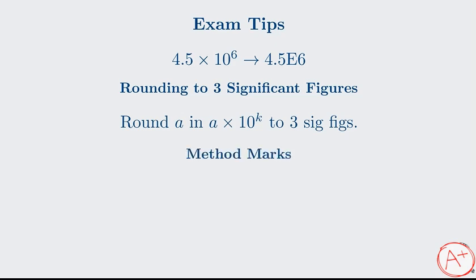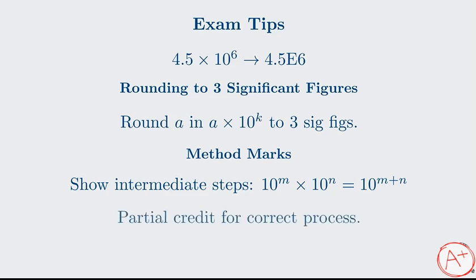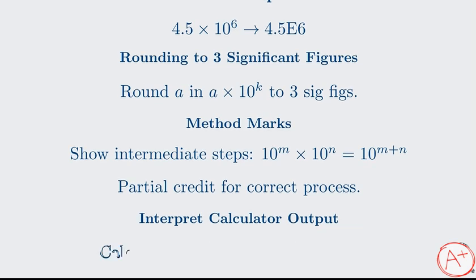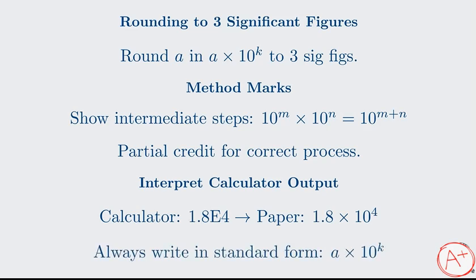To maximize method marks, always write down your intermediate steps, especially the addition of exponents, or the matching of powers. Even if you make a calculation error, showing that you knew to add exponents during multiplication can secure you partial credit. Be prepared to interpret your calculator's output. If you see a small capital E on the screen, followed by a number, recognize it immediately as an exponent for base 10. Don't simply copy the E, write it in proper standard form on your paper.